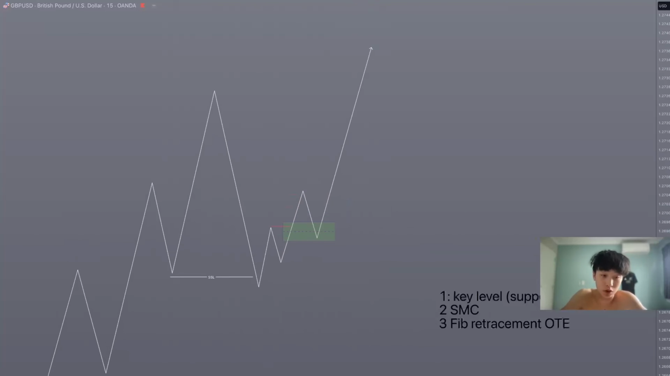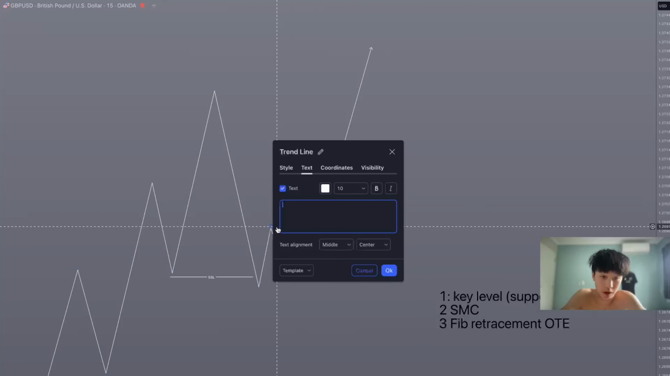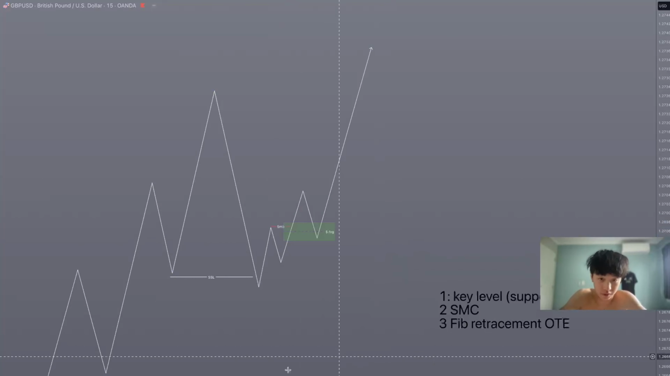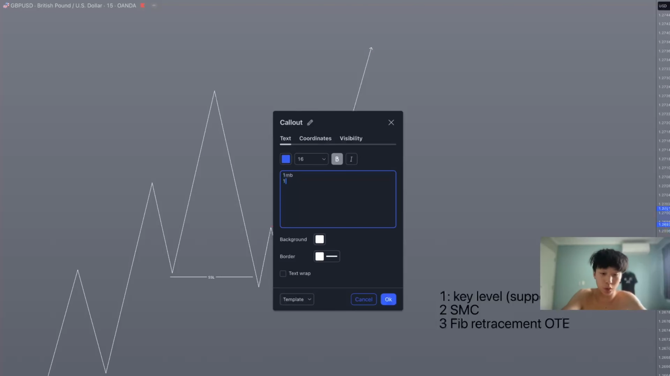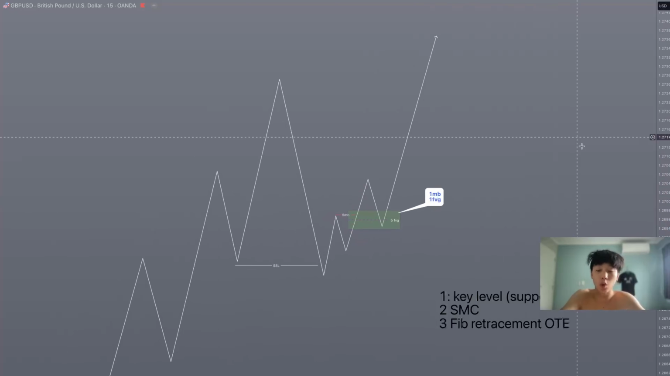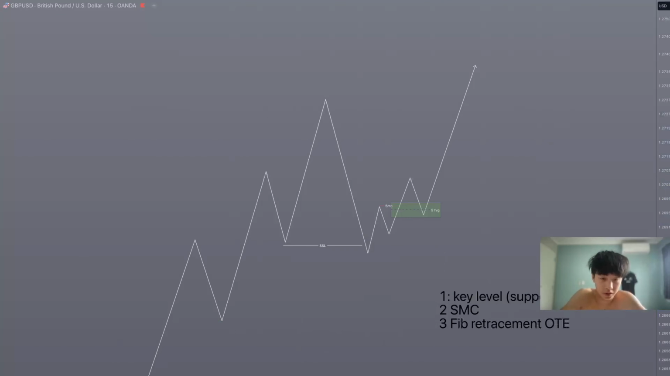Something else I do like to look for is after we break structure on the 5 minute right here and retrace into this 5 minute fair value gap, I do like to look for 1 or 2 more things, which is a 1 minute break, 1 minute fair value gap, just so all the time frames are lining up with me. Yeah, and then finally we like to look for that optimal trading entry.